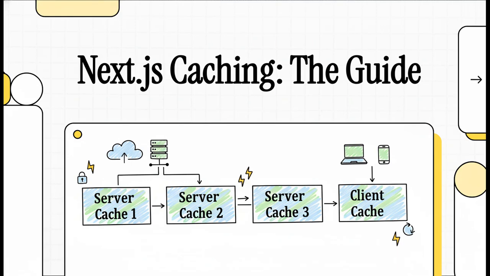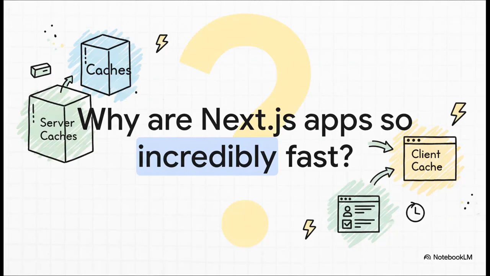So if you've ever worked with the Next.js app router, you've definitely felt it, that incredible, snappy performance. But how does it actually do that? Well, today, we're going to pull back the curtain on its most powerful, and let's be honest, sometimes confusing feature, the multi-layered caching system. I mean, you know the feeling, right?